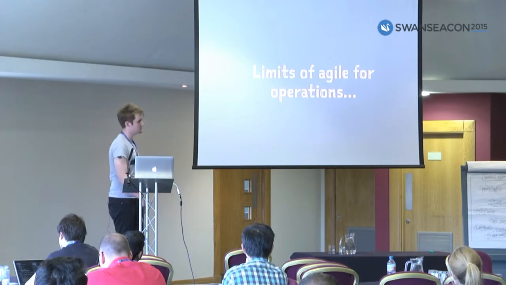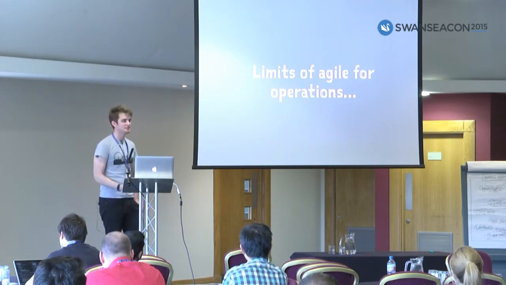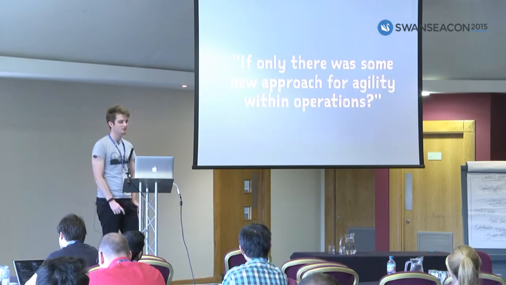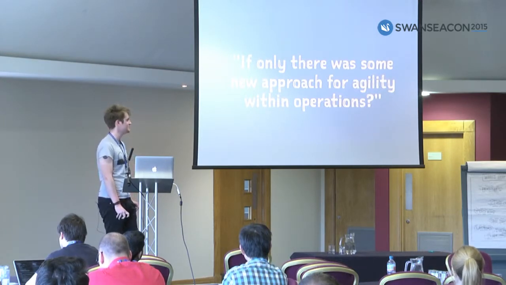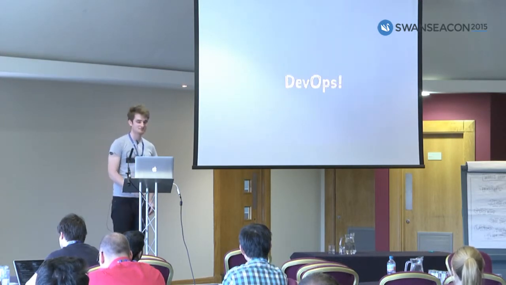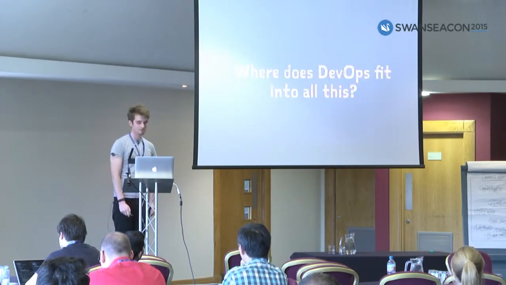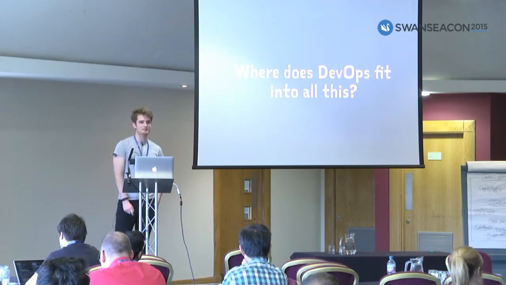So most of these have just been core Agile ideas and haven't really specifically applied to operations, with a few exceptions. So you're probably thinking, if only there was some new approach for agility within operations. So that's when I start using the D word. So we're going to talk about DevOps. So where does DevOps fit into all of this that I've been talking about?